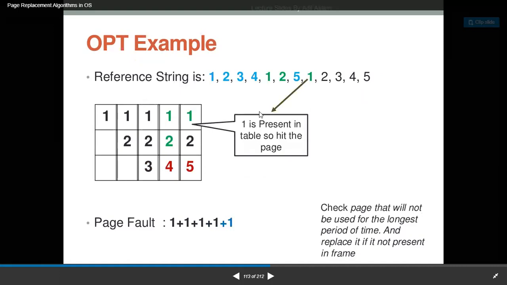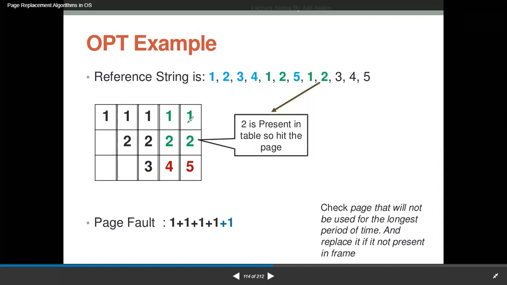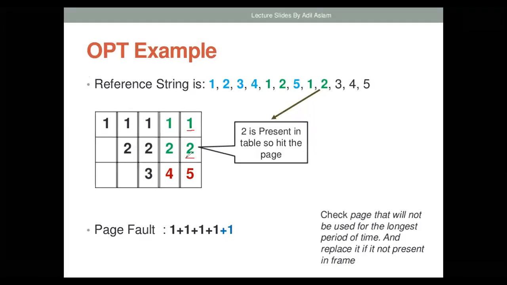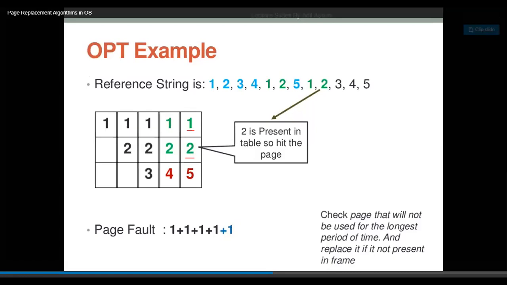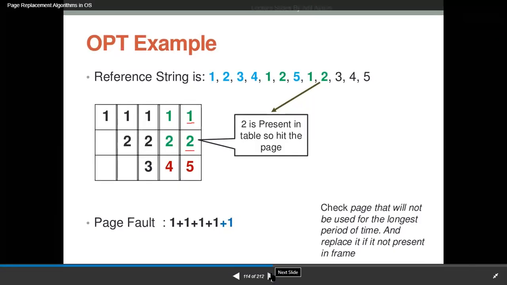And then again, page 1 is already here, then page 2 already here. And then you see another type of situation. Whenever we are trying to insert page 3, okay, if you look into the future, which one will not be used for the longest amount of time? There is no reference of 1, there is no reference of 2, and there is only a reference of 5. So out of 1 and 2, none of these pages will be used in future. So in that case, which one will we replace? We will replace the oldest one.